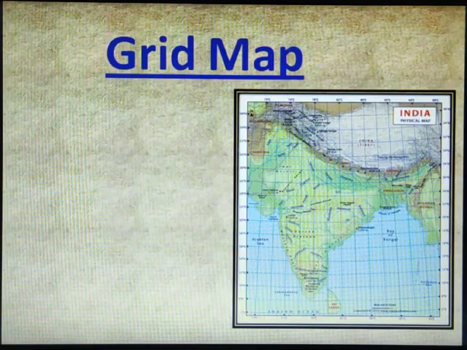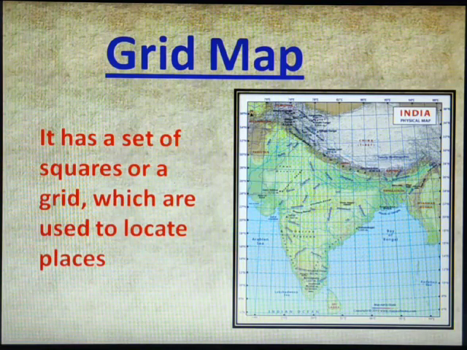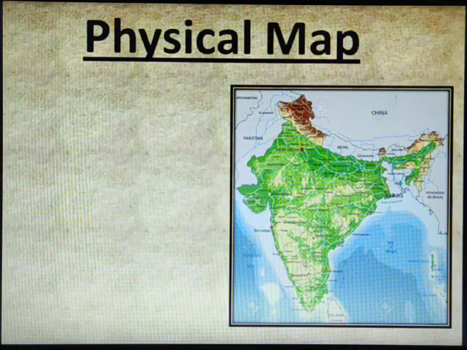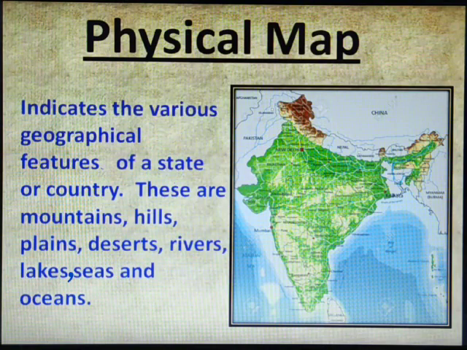Next is the grid map. A grid map has a set of squares or a grid which are used to locate places. Each location uses a letter and a number on the grid. Fourth one is the physical map. A physical map indicates the various geographical features of a state or country. These are mountains, hills, plains, deserts, rivers, lakes, seas and oceans.